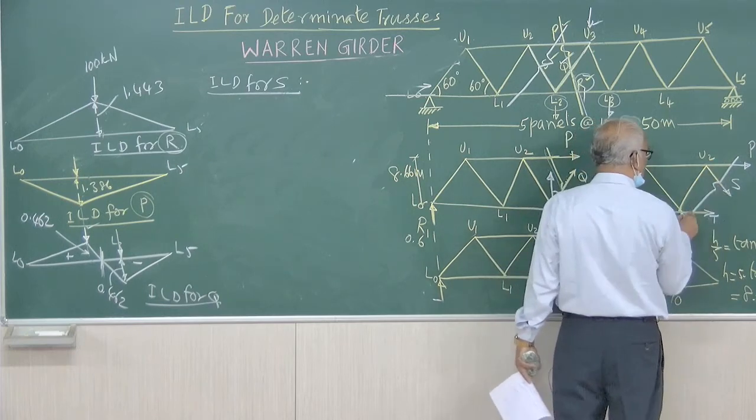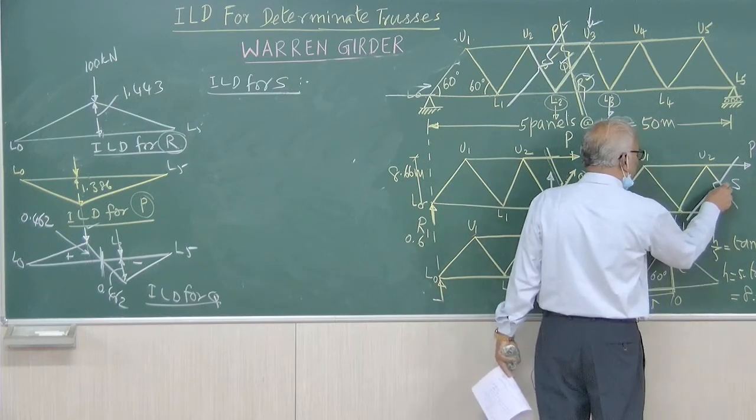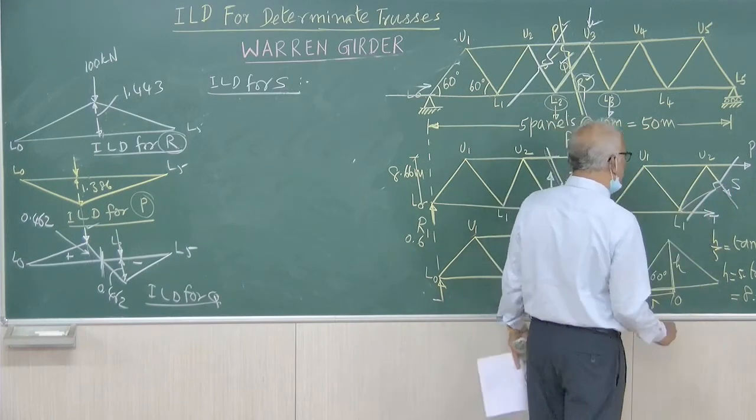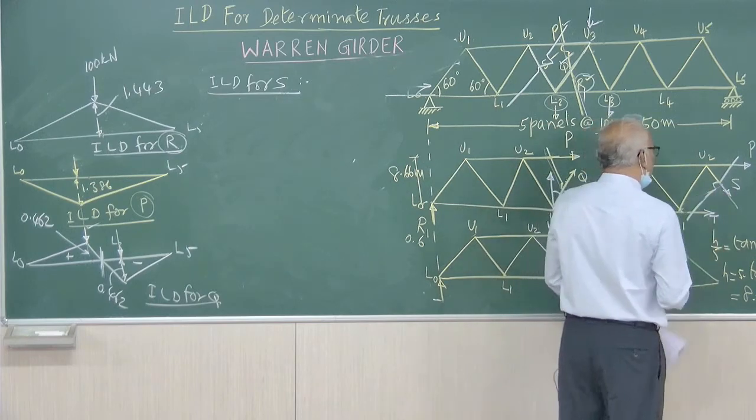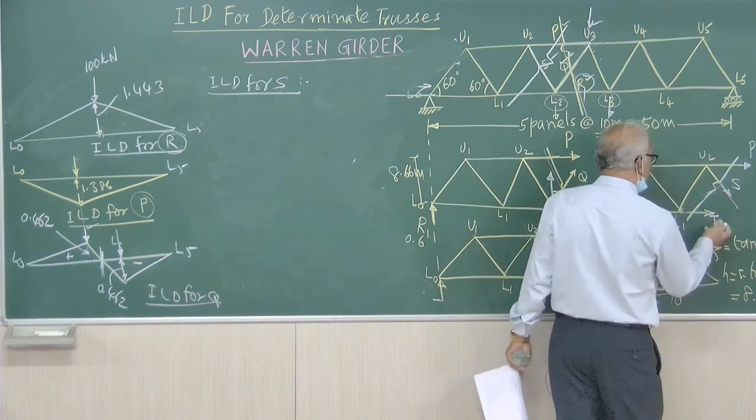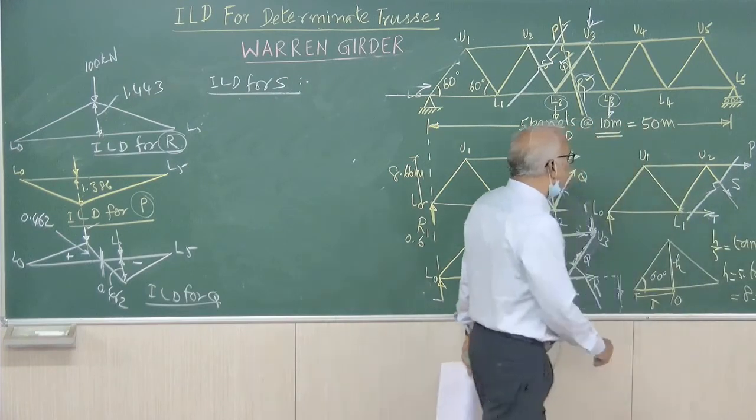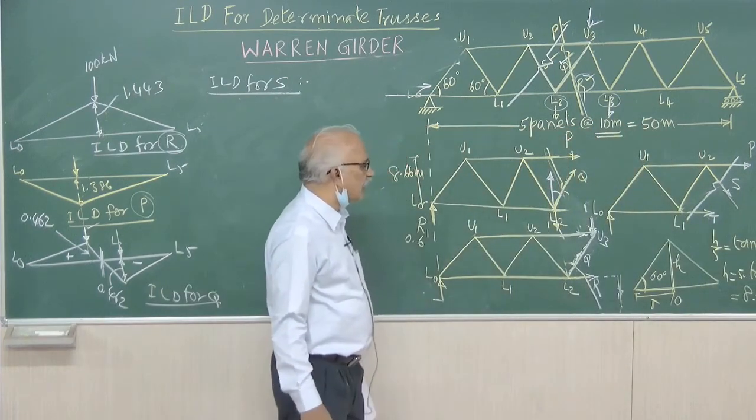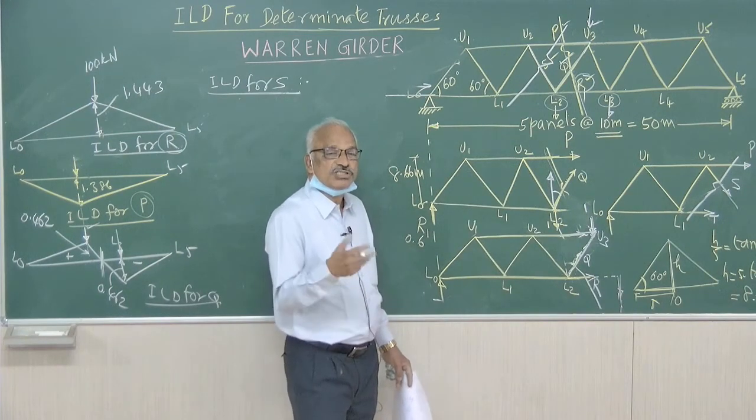Because when you take moment about this point, for this force we have to find out the perpendicular distance. All those things will be tedious. Therefore, what we can do is, here again, before the cut section and after the cut section, we will apply the unit force and avoid taking moments. We will use sigma V equal to 0.